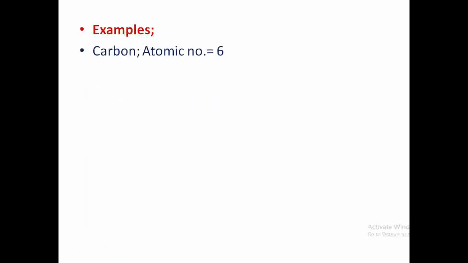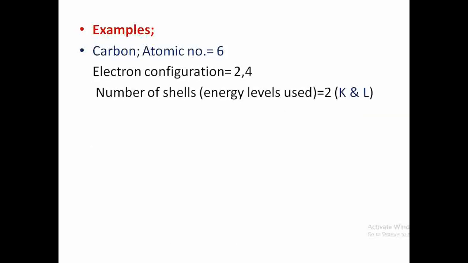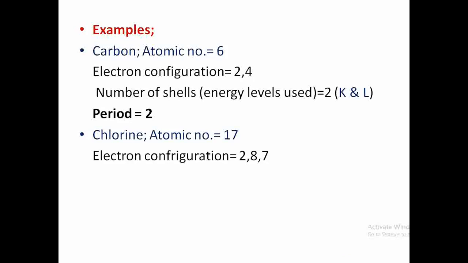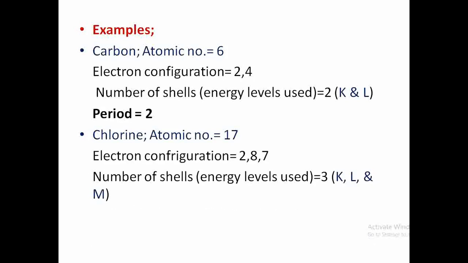Examples: carbon, atomic number 6, electron configuration 2,4. Number of shells used is 2, K and L. Carbon belongs to period 2. Chlorine, atomic number 17, electron configuration 2,8,7. Number of shells used equals 3, K, L and M. Chlorine belongs to period 3.